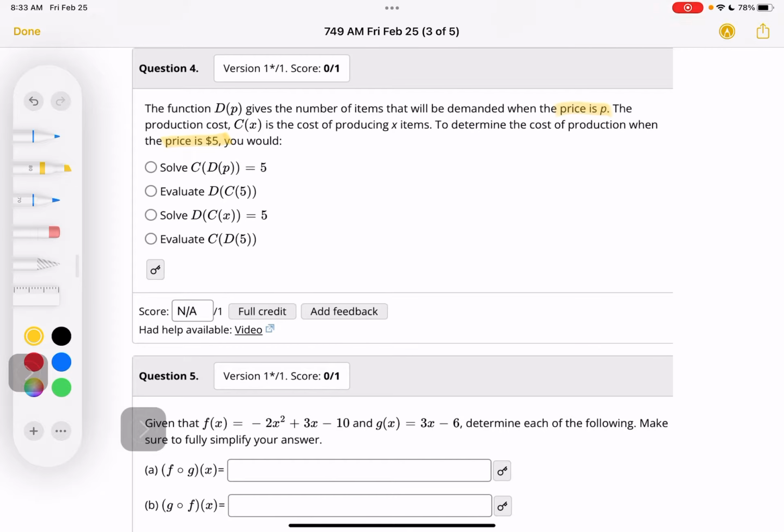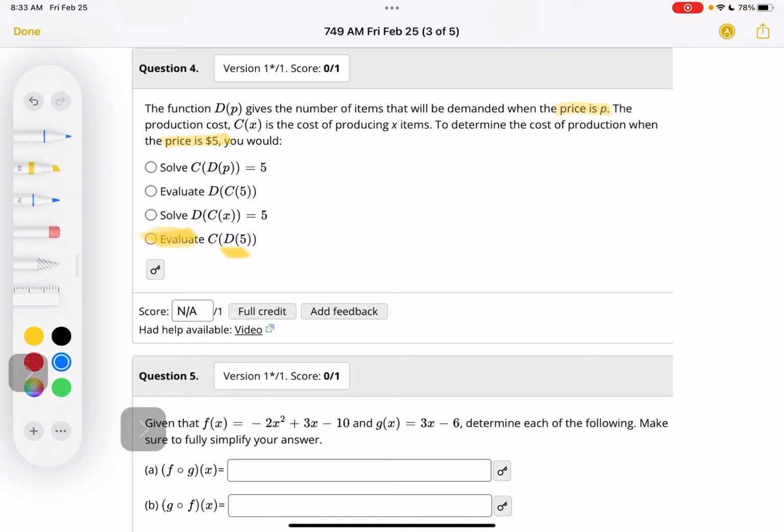So that would indicate to me that we're looking at a place where it is D of 5. So what we want to know is the cost of production, which is C of X, when the price is $5. So we need to get the demand from that price, so that's our D of 5. And then that number will tell you how much they want, so C of that number is what we're after, so it should be this one here.